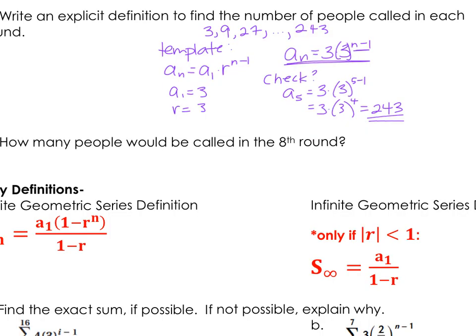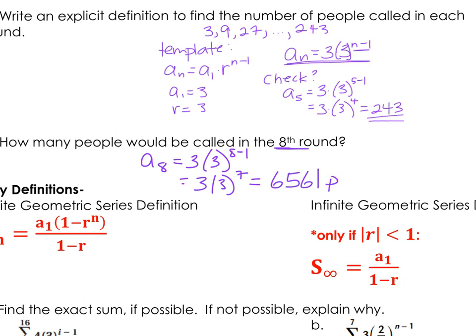Based on our model in Part A, how many people would be called in the 8th round on that phone tree? If we want to determine A sub 8, we'll plug in 8 on the right-hand side. 8 minus 1 is 7. 3 times 3 to the 7th power would be 6,561 people that were called in that phone tree. And that's the thing with geometric. The numbers get really big really, really fast.